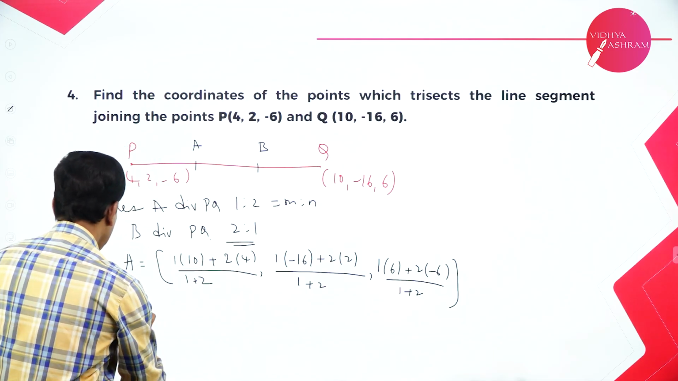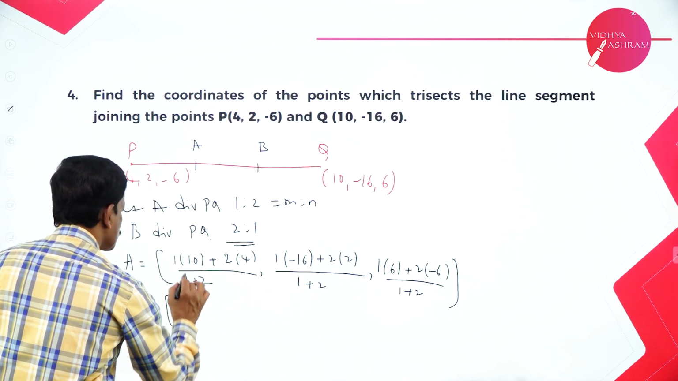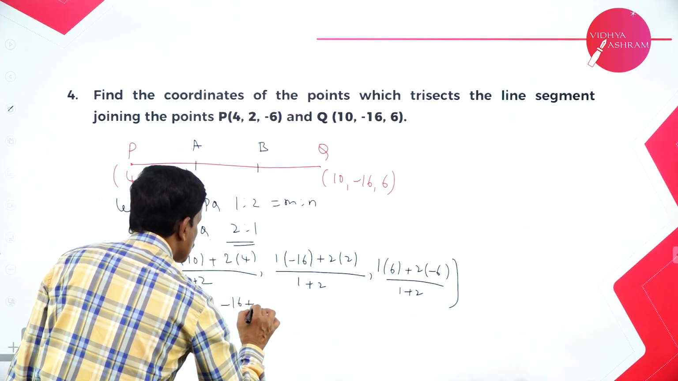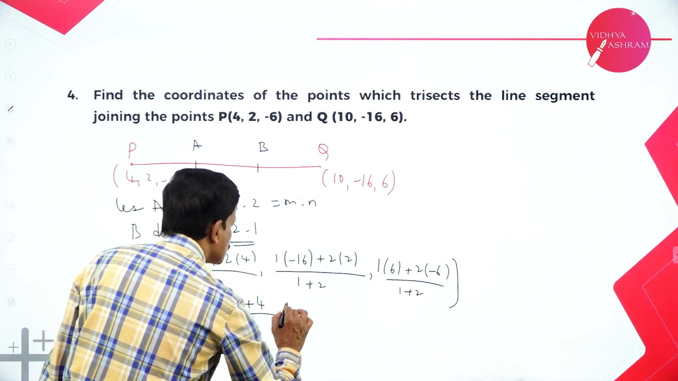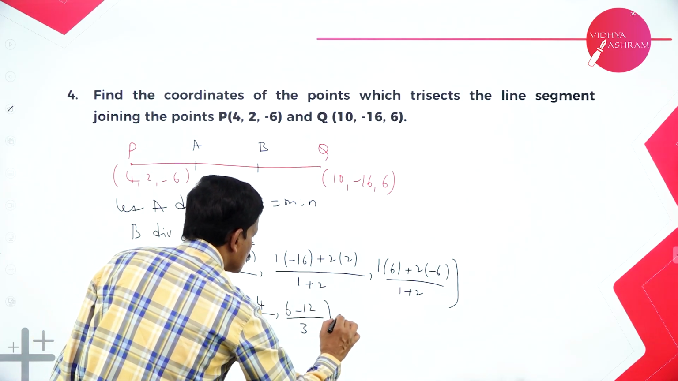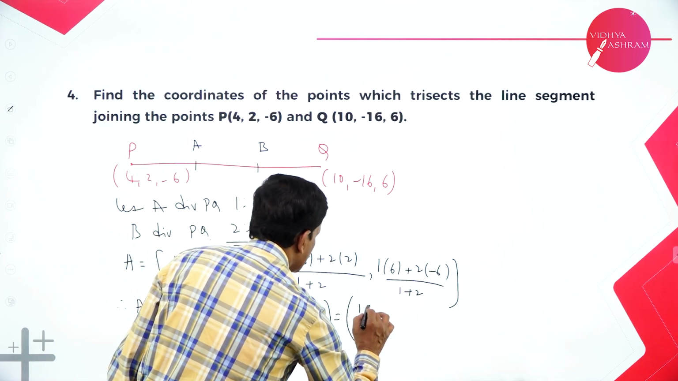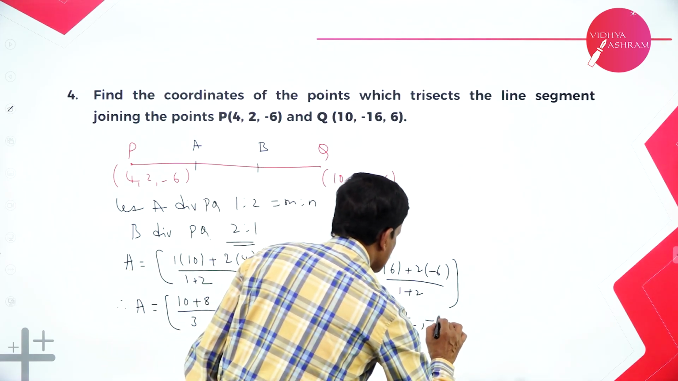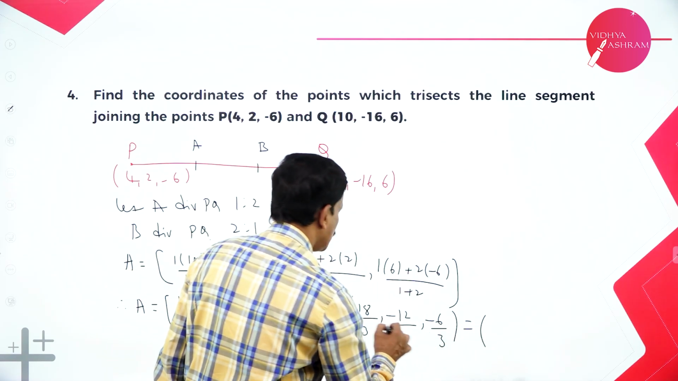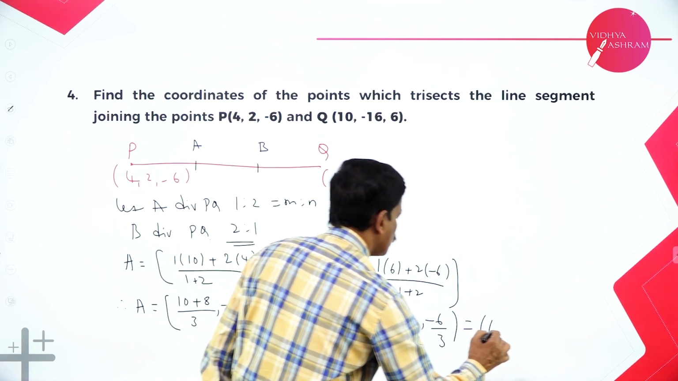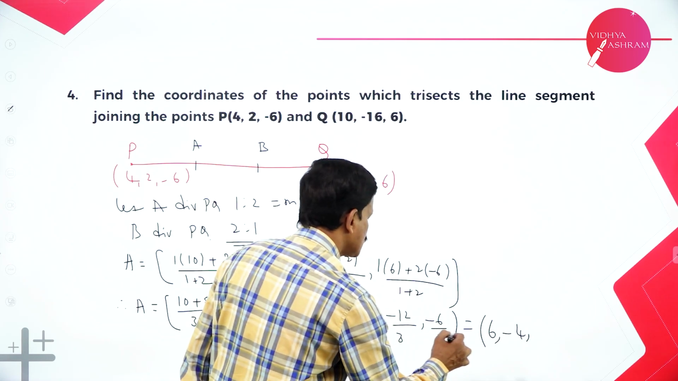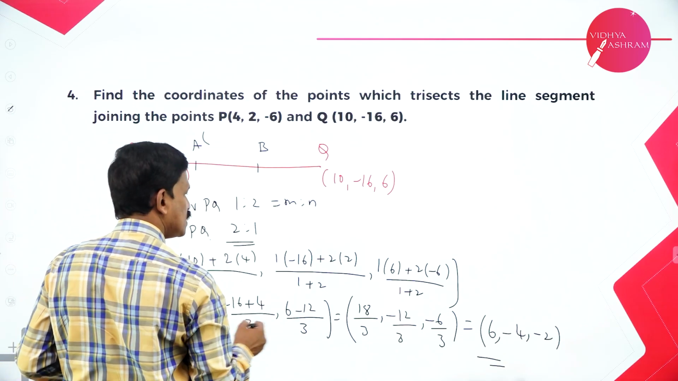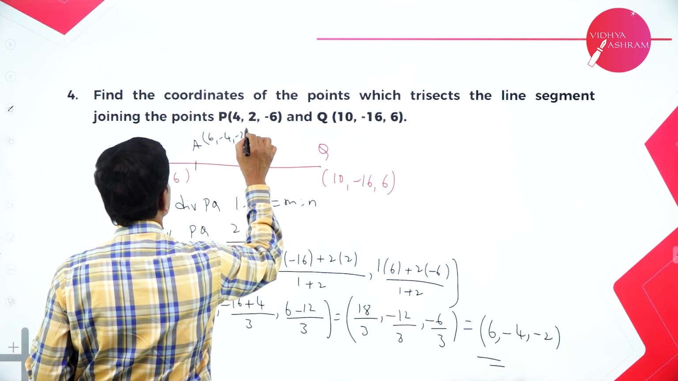So therefore the coordinates of A are equal to, simplifying, (10 plus 8) divided by 3, comma, (minus 16 plus 4) divided by 3, and (6 minus 12) divided by 3. So what is this equal to? This is equal to 18 by 3, comma, minus 12 by 3, comma, minus 6 divided by 3. That is, 18 by 3 is 6, minus 12 by 3 is minus 4, and minus 6 by 3 is minus 2. So the point A is (6, minus 4, minus 2).